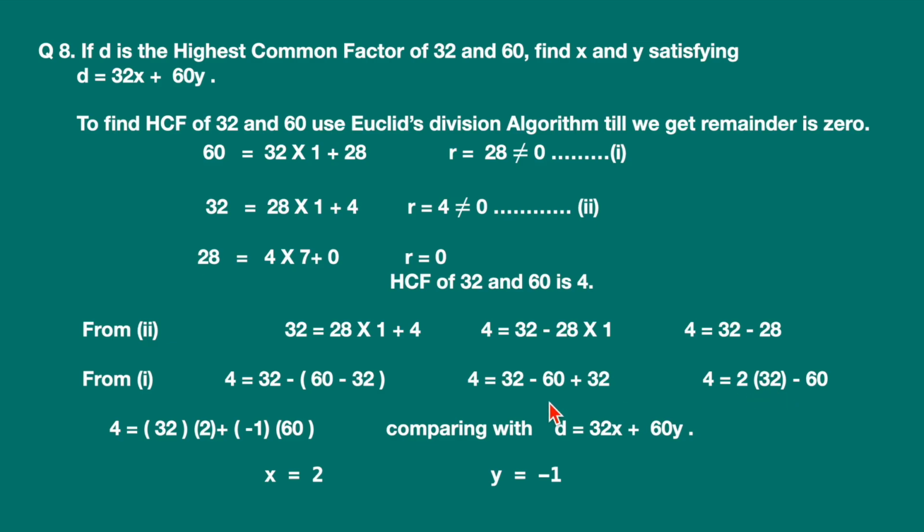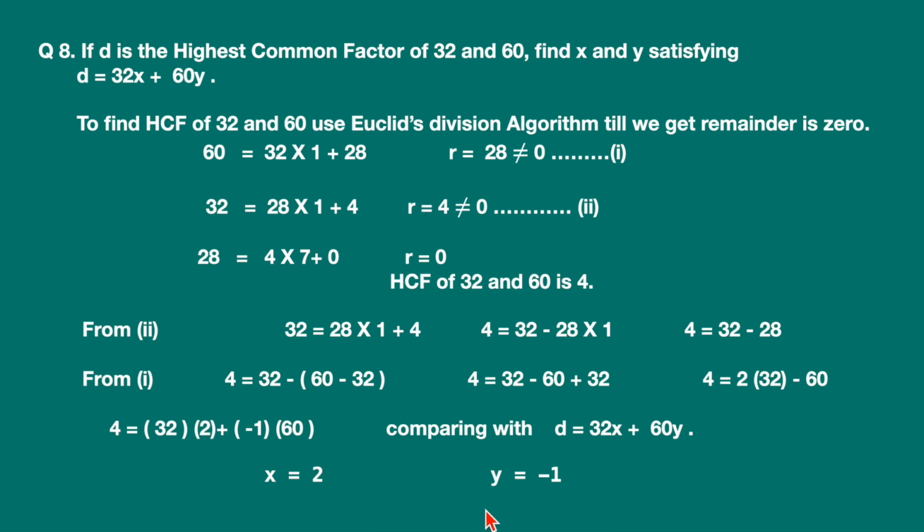Now this is what? 2 into 32 minus 60. Write it in this form so that it will be easy to compare. So 4 is equal to 32 into 2 plus minus 1 into 60. Now if you compare with this formula, you can see that X is equal to 2 and Y is equal to minus 1.